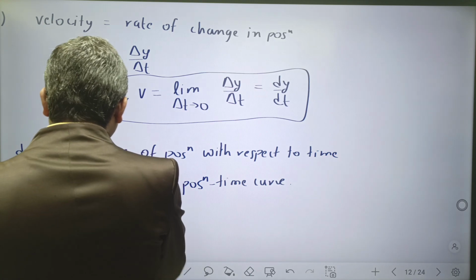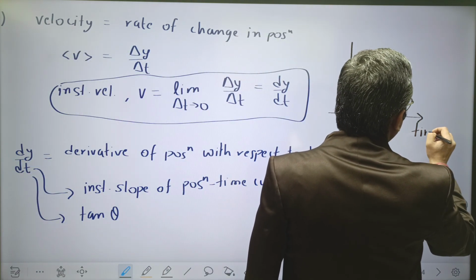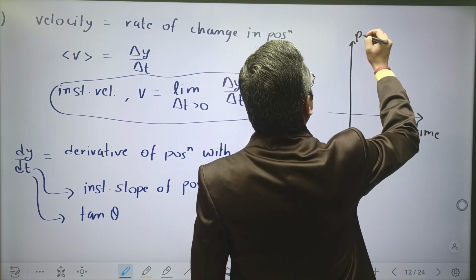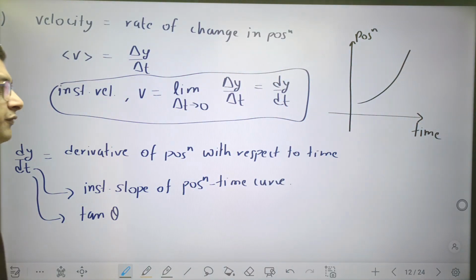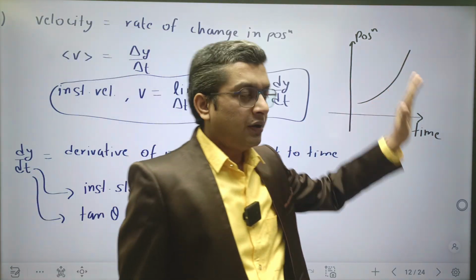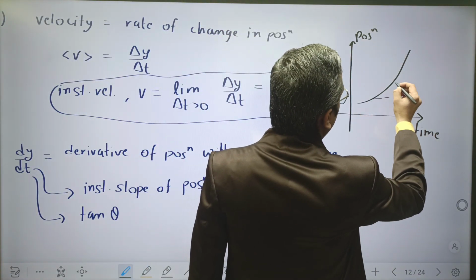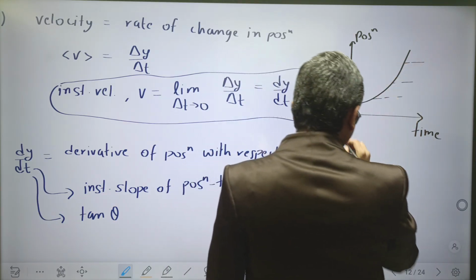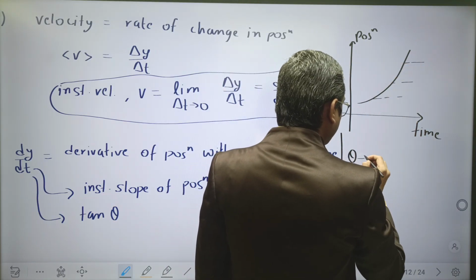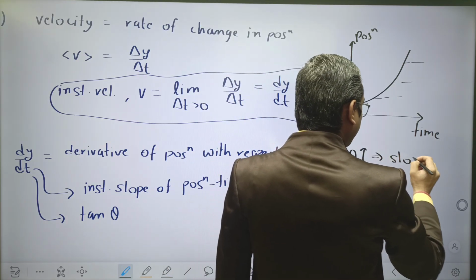Suppose we are having a graph like this one. This is the time axis, this is the position axis, and if I plot a graph like this one, and we have to comment on the velocity of the particle. So what do we say here? The slope is increasing. As we have seen, this is the case of increasing slope. Theta increases, so the slope increases. The conclusion goes like this: theta increases, it means that slope increases, isn't it?